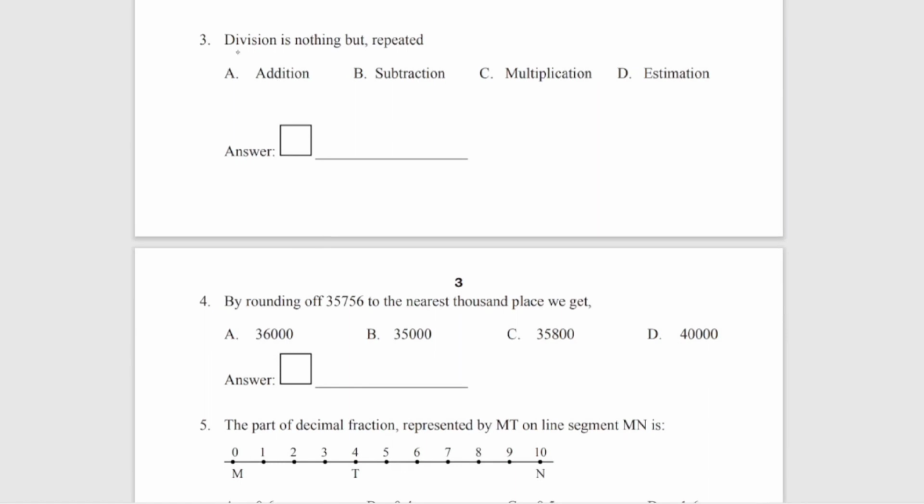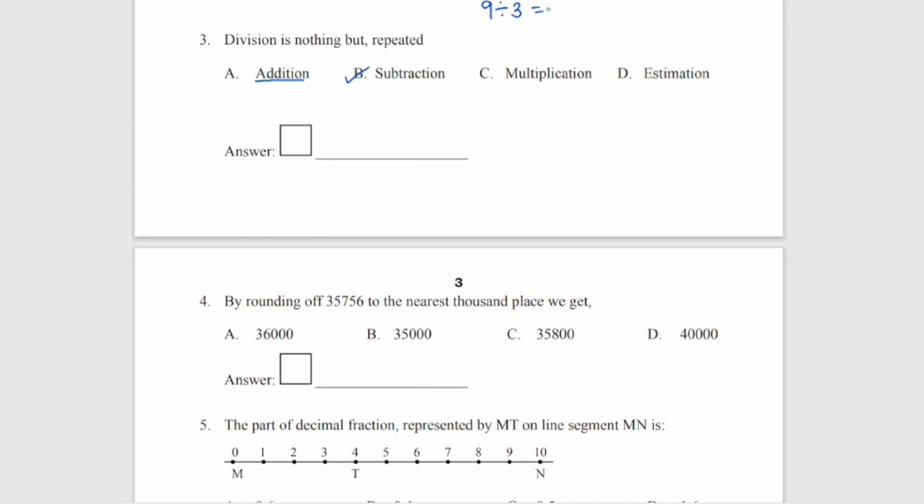Let's check the third question. Division is nothing but repeated. Option A, addition. Option B, subtraction. Option C, multiplication. Or option D, estimation. Just now we said multiplication is repeated addition, right? Likewise, division is what? Either subtraction, multiplication or estimation. So the correct option is B, subtraction.